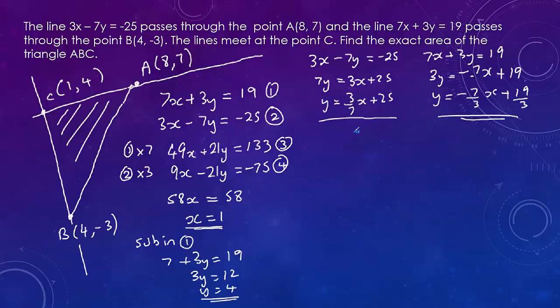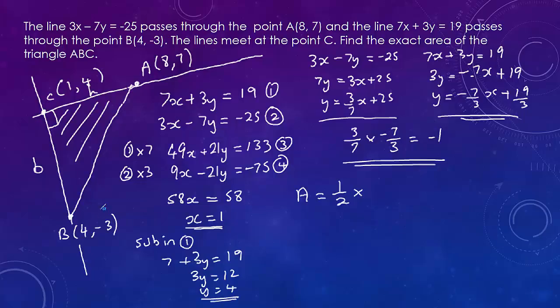And what you should notice here is that 3/7 multiplied by negative 7/3 is equal to negative 1. And that tells us this is a right angle just here. So I can use this side as the base and this as the height of a right angle triangle, and I can just use the formula half times base times height. So we've got half multiplied by the base. But what is the base? It's the distance between these 2 points.